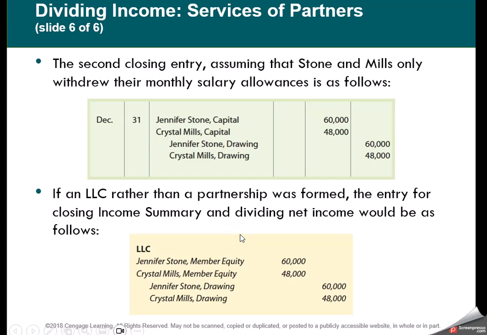Okay, then if they pull their money out, now they're going to make a drawing, or they're withdrawing out of the account. So then in this case, they're withdrawing their whole salary. So then we're going to debit their capital account and then credit a drawing account for each one of them. And again, if it was an LLC, same thing, except it's coming out of members' equity.